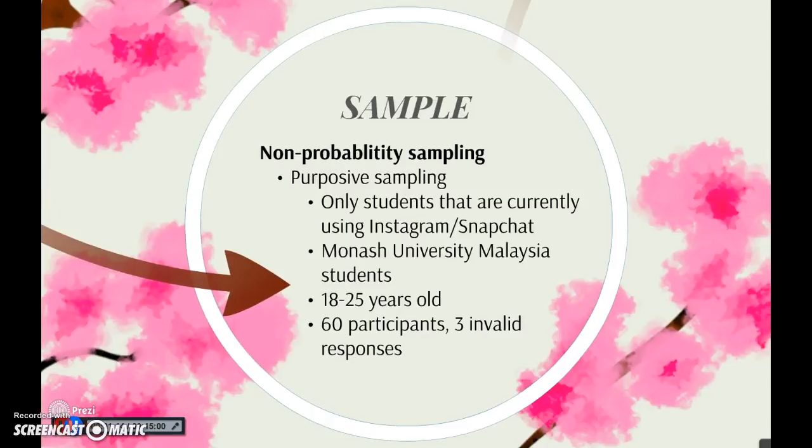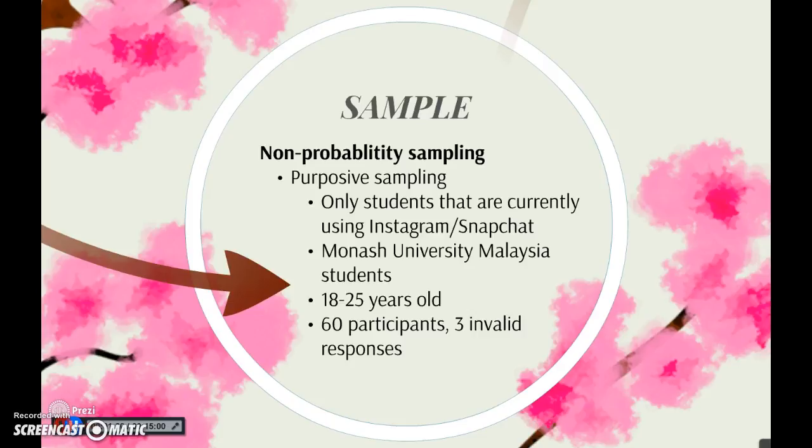Next, we used the purposive sampling method, which is a non-probability sampling, to retrieve our participants, where physical copies of the questionnaires were given out to selected students that are currently using Instagram and/or Snapchat. The soft copy was also shared on social media to retrieve more responses.